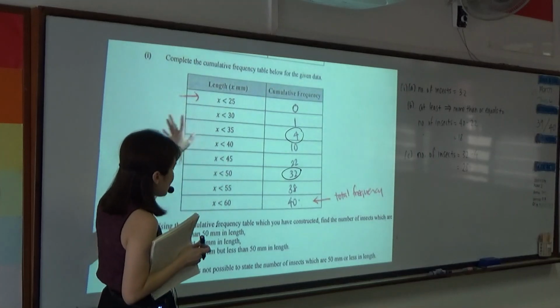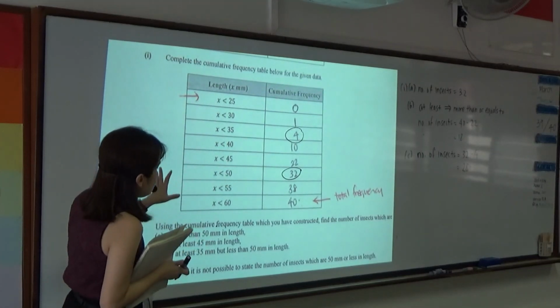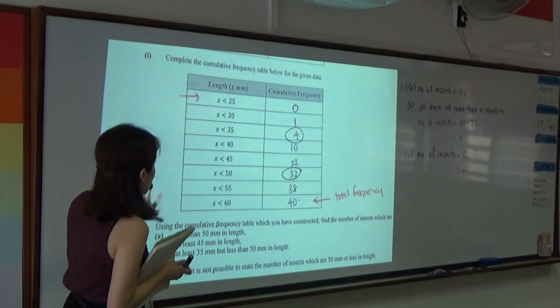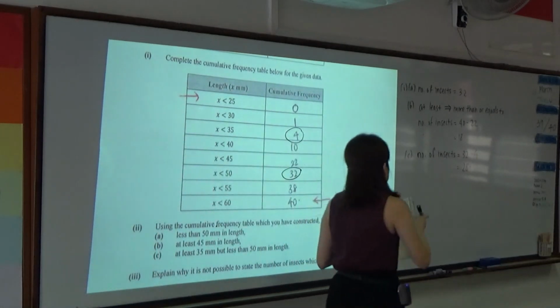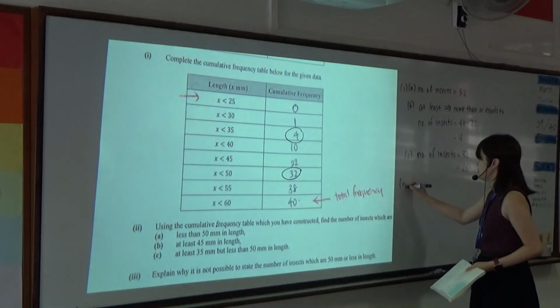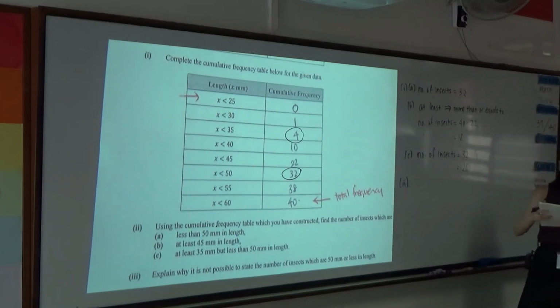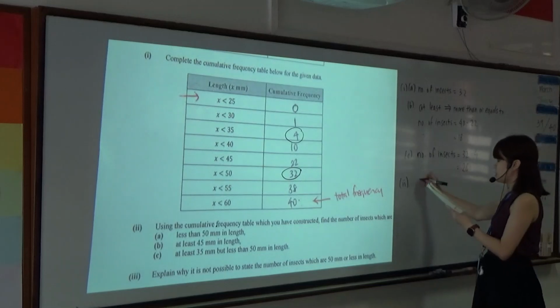So therefore we cannot actually see how many insects there are from this cumulative frequency table. And the way to explain it is to simply point out that this cumulative frequency table is a less than cumulative frequency table.